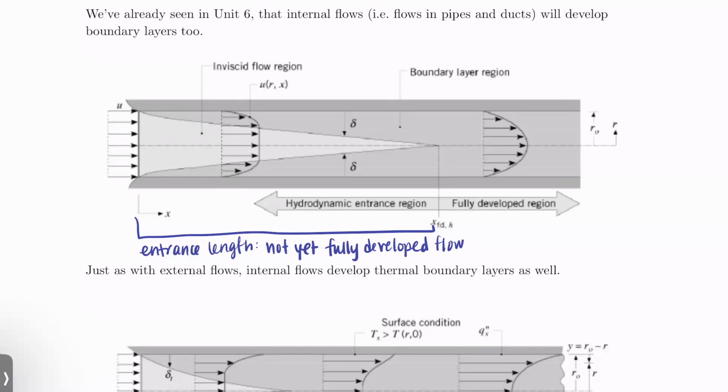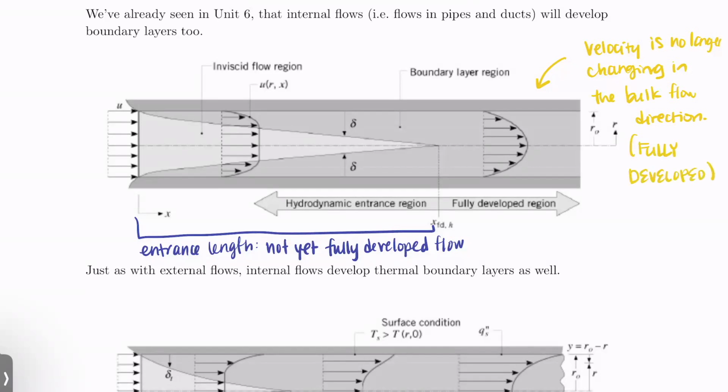All right, so this description, and then in this region, the velocity is no longer changing in the bulk flow direction. So this is fully developed. Okay. That's kind of old hat at this point, hopefully. So that is the sort of velocity boundary layer discussion for a pipe.